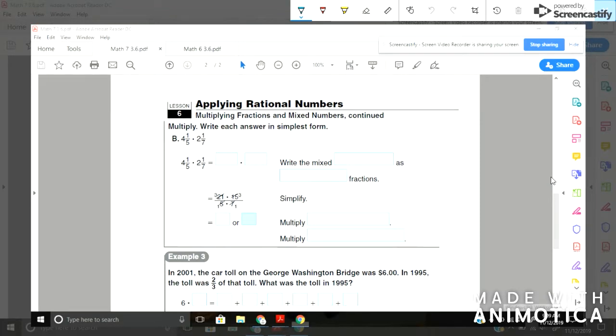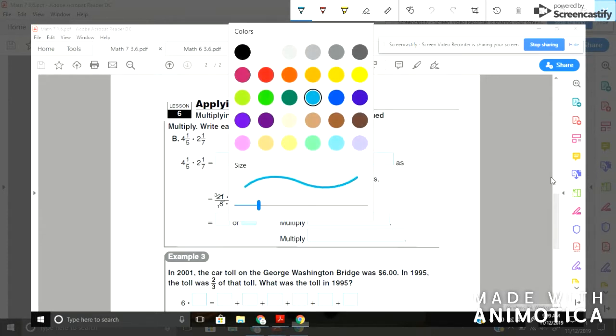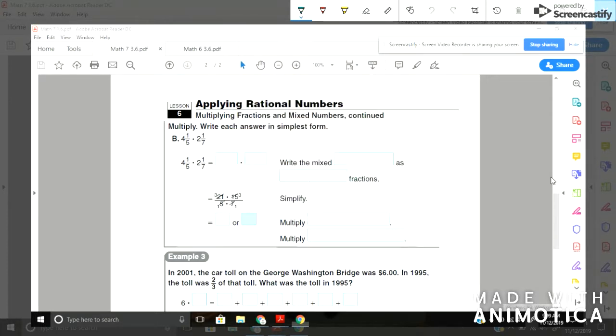And this time we have 2 mixed numbers, so we're just going to have to make both of those numbers into improper fractions right away. Okay, so write the mixed numbers as improper fractions.